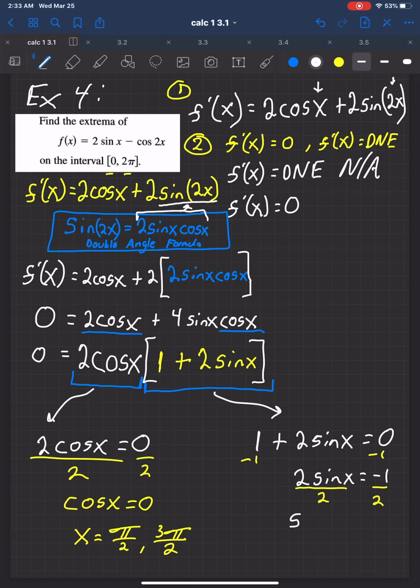Now I have sine of x is equal to negative 1/2. And you know what? You're just going to grab your unit circle again. And now you're looking at, when does sine equal negative 1/2? Well, that's when x is equal to 7 pi over 6 and 11 pi over 6. Okay, I'm with you. Man, that took up a lot of time.